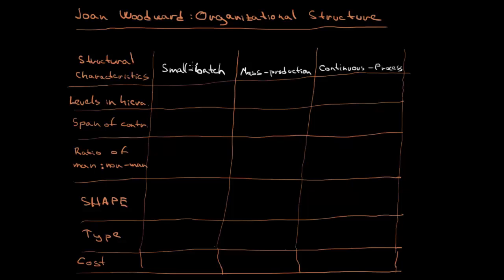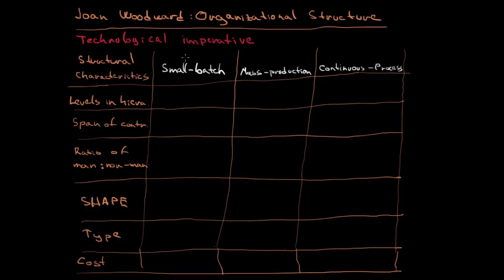We now continue with the theory of Joan Woodward, and we'll try to see how the technology predetermines the organizational structure. This is also officially called the technological imperative. She really strongly implied that the technology is the most important factor that determines the organizational structure. And now we are going to see that.